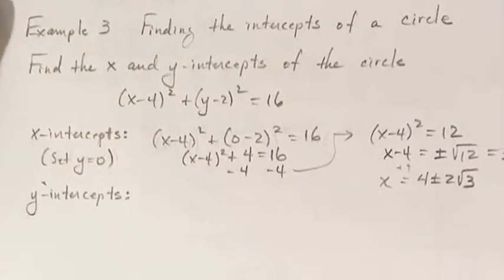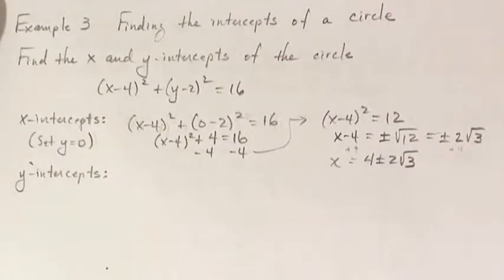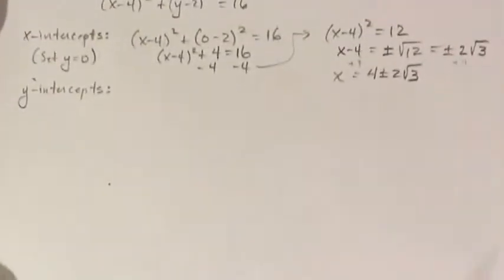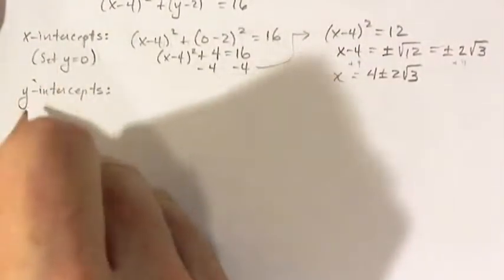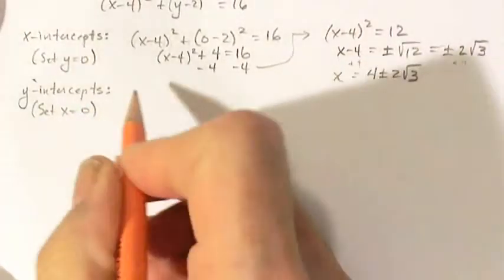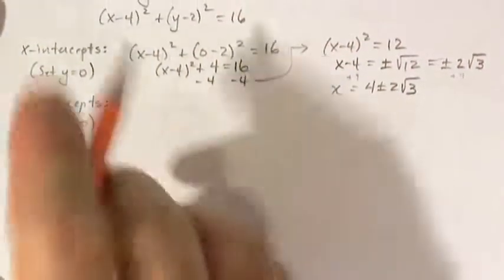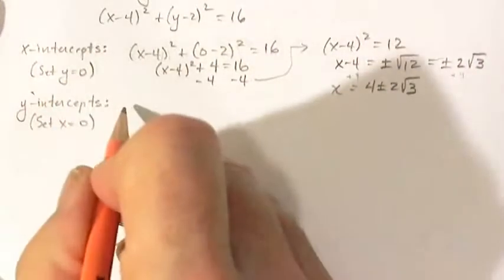Now, we can do a similar trick. There we go. So we can do a similar trick with the y-intercept. All we have to do is set x equal to 0. So this is going to be a 0 here. Okay, this is going to be a 0.